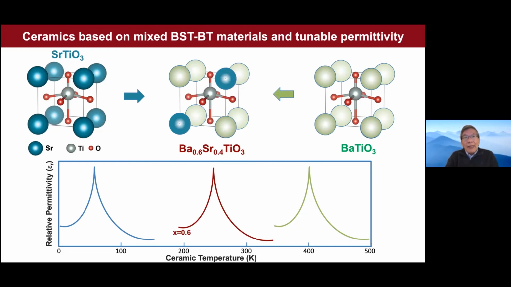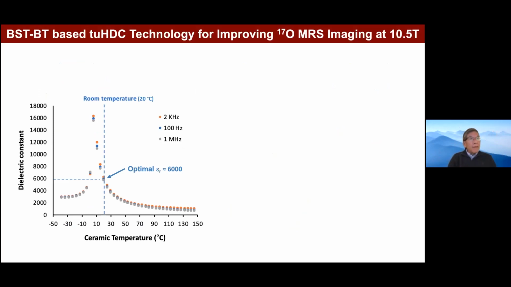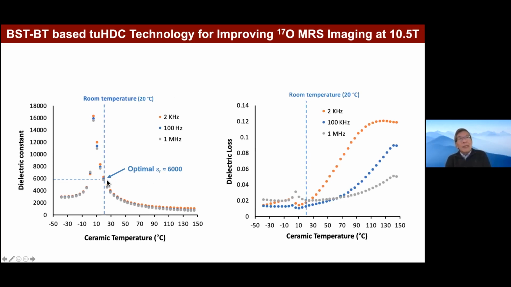So one idea is similar to this figure. We just mix these two compounds, the BST and the BT, in a certain ratio. We add 10% of the BT, which can shift this permittivity dependence, and we can tune this permittivity to reach the optimal value at room temperature. Okay, so we did that and fabricated a new block based on this new concept, and indeed around the 20 degree room temperature, you can see that we reach the optimal epsilon around 6,000. Also the loss is very, very low in this temperature domain.